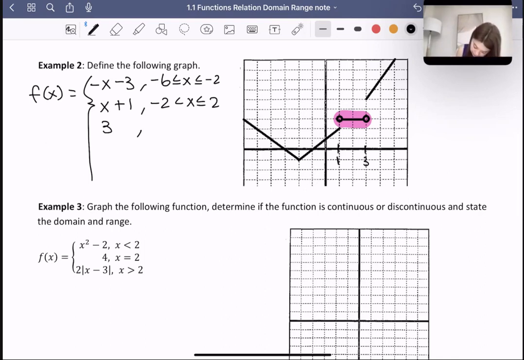So let's do that. 1, oh, sorry, this one, I'm just realizing we're overlapping. This should have been 1, not 2. My apologies. Okay, so between 1 and 3, there we go.